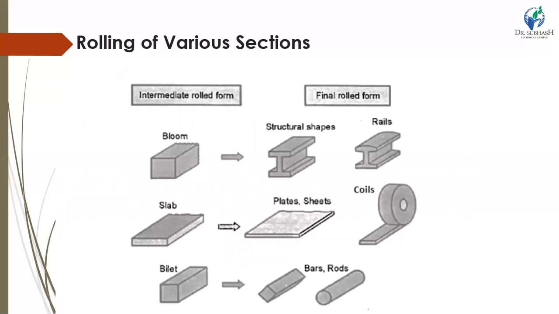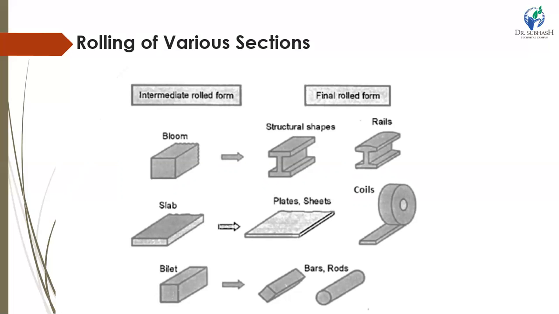From the rolling process, we can get some basic shapes, which are given in the diagram. From bloom we can get rails, from slab we can get coils, from billet we can get bars. What is an ingot? An ingot is the largest casting section suitable for further processing. What is a bloom? A bloom is a square or rectangular piece formed after reducing ingots.